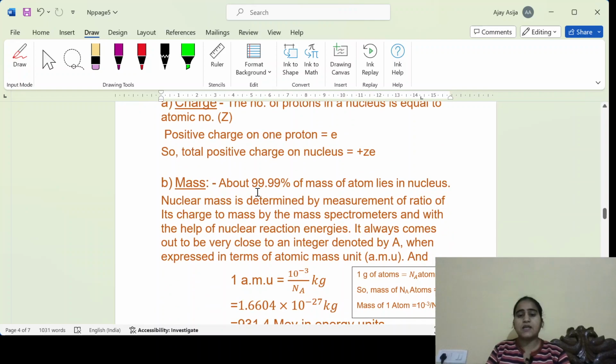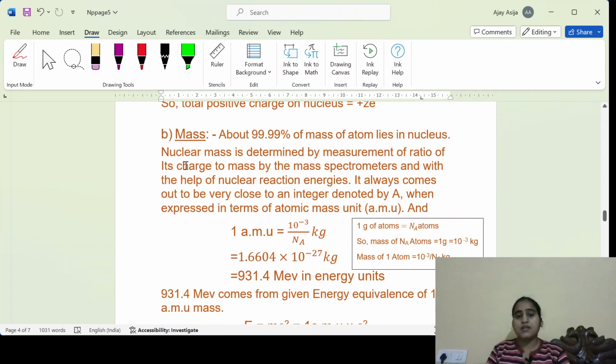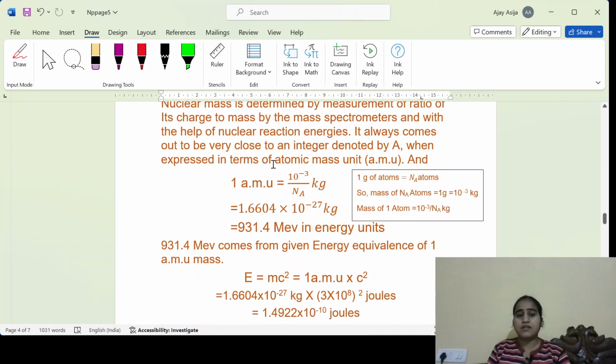The second property is mass. About 99.99% of the mass of an atom lies in the nucleus. Nuclear mass is determined by measuring the ratio of its charge to mass with a mass spectrometer, and with the help of nuclear reaction energy. How will mass be calculated? First, the ratio of charge to mass is calculated by the mass spectrometer, and then we consider nuclear reaction energy to find the mass. It always comes out very close to an integer when expressed in terms of atomic mass unit.